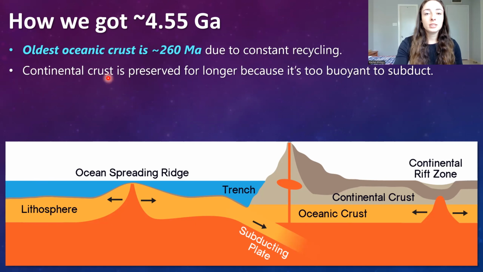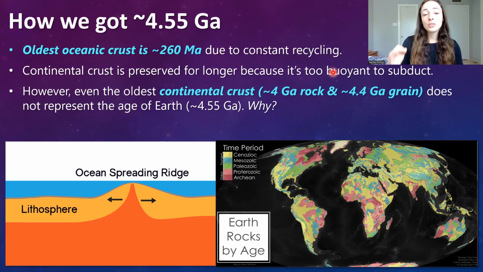So continental crust is much more promising in terms of finding older rocks because it's preserved for a lot longer, because it's too buoyant to subduct, so it typically stays at the surface and does not become recycled into the mantle. However, even the oldest continental crust is only about 4 billion years old for the oldest rock estimate and 4.4 billion years old for the oldest zircon grain estimate, and that does not represent 4.55 billion years old.